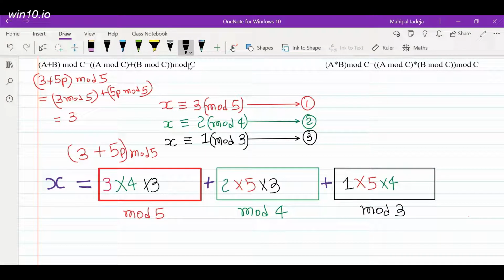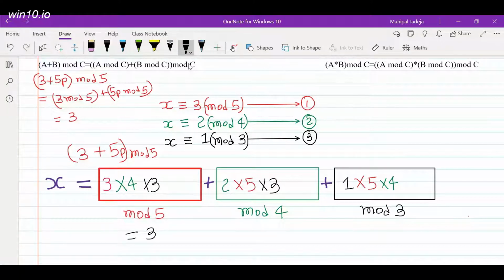So my answer is 36. And if I consider 36 mod 5, then the answer is 1. It's not 3. Because of these adjustments, my initial solution is destroyed, but this should be nothing but 3. So I need to generate some mechanism using which I can regenerate my initial solution, which is nothing but 3.